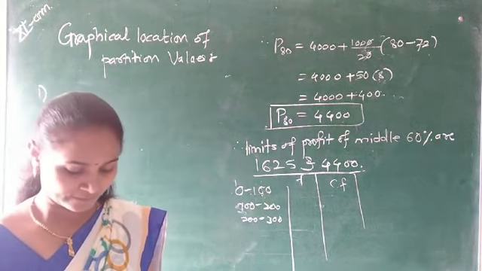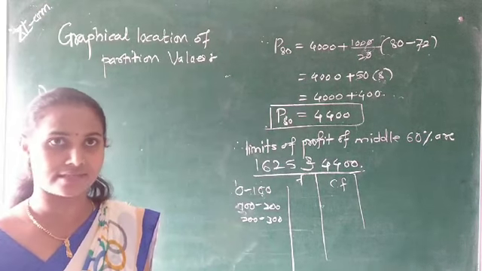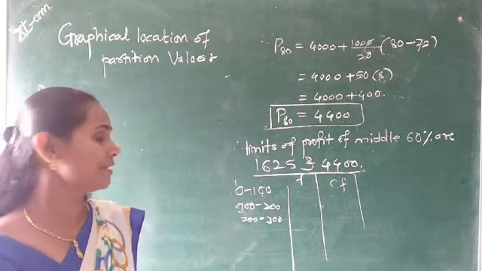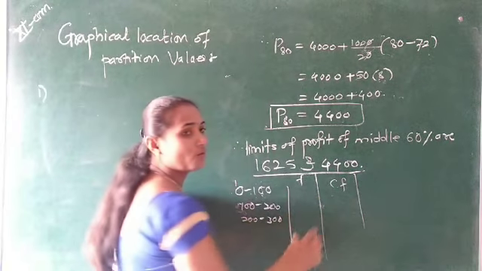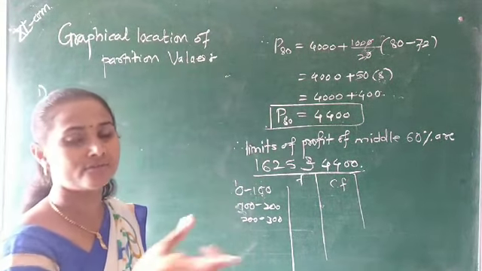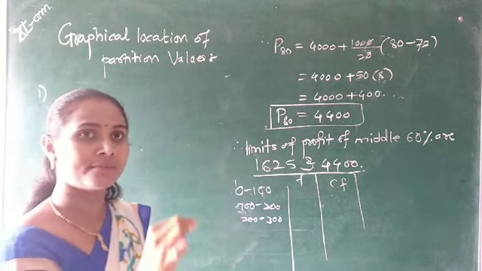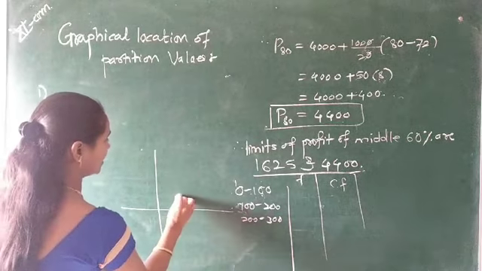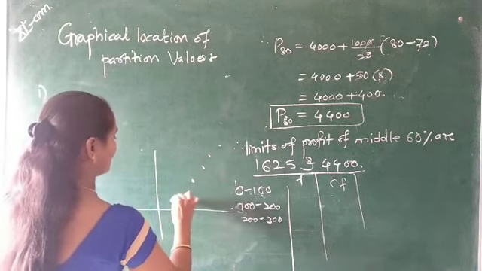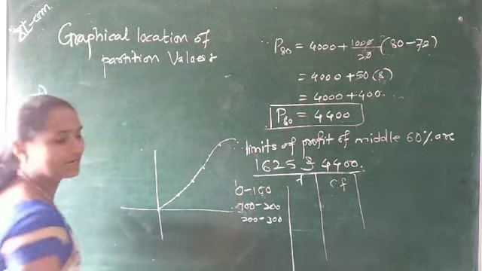First take the upper class boundary on the x axis, then take the less than CF on the y axis, then plot the points, that is x and y, on both axes. Then we get the points on the graph paper. Suppose this is our point. Then plot the graph as a smooth freehand curve.